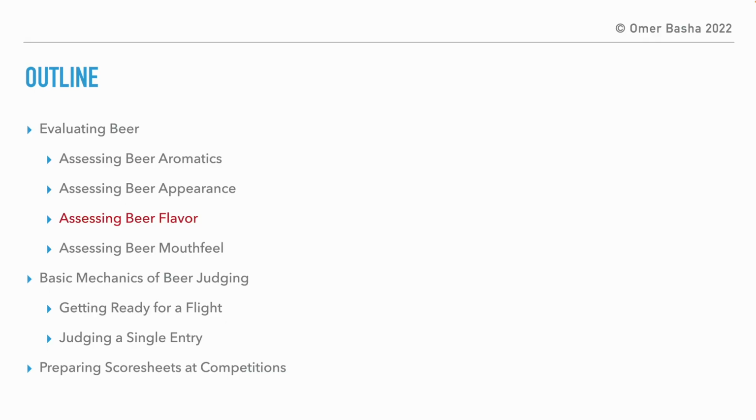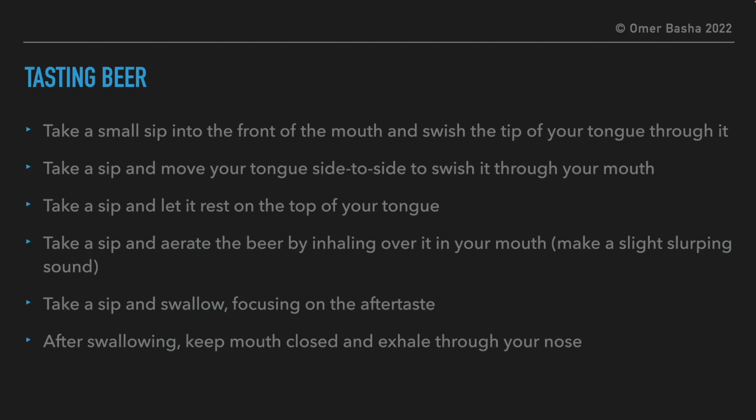After assessing the appearance of the beer, we move on to evaluate the beer flavor. When we taste the beer, we start by taking a small sip into the front of the mouth and swish your tongue through it. Next, take another sip and this time move the tongue from side to side through the beer.